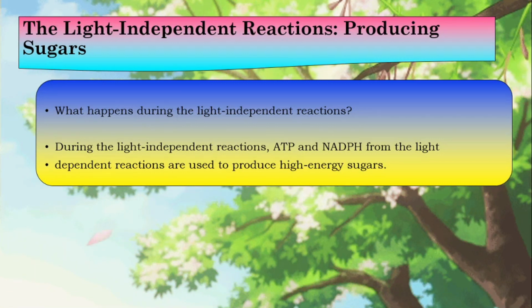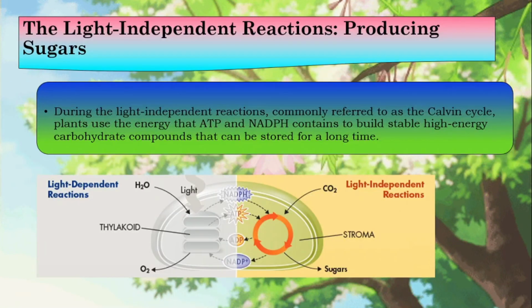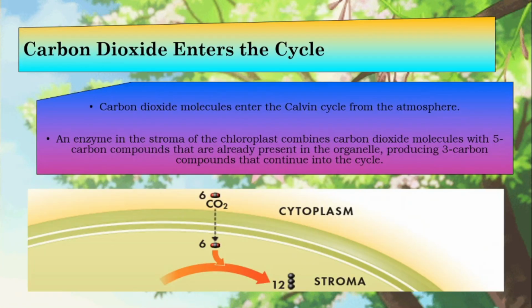During the light-independent reactions, ATP and NADPH from the light-dependent reactions are used to produce high-energy sugar. During the light-independent reactions, commonly referred to as the Calvin cycle, plants use the energy that ATP and NADPH contain to build stable high-energy carbohydrate compounds that can be stored for a long time. During this cycle, carbon dioxide enters. Carbon dioxide molecules enter the Calvin cycle from the atmosphere.